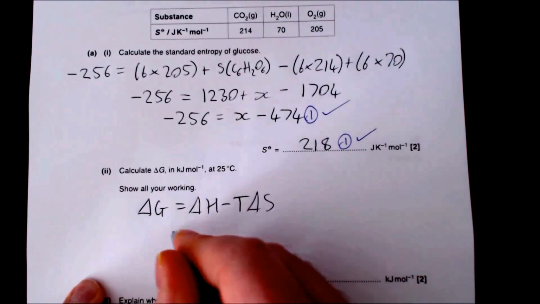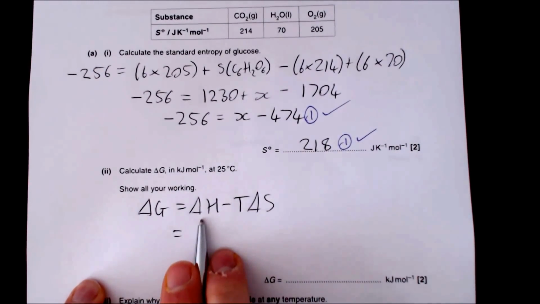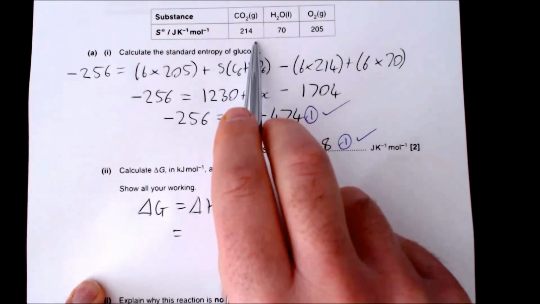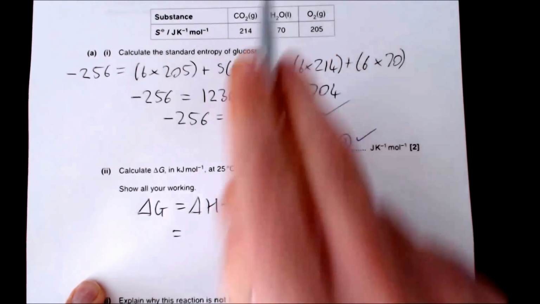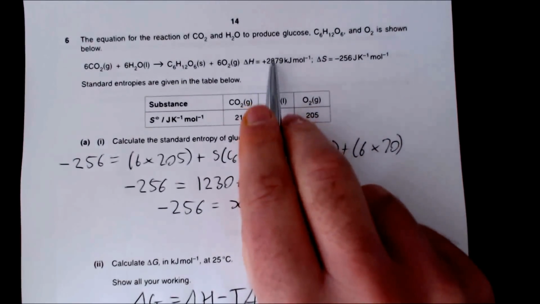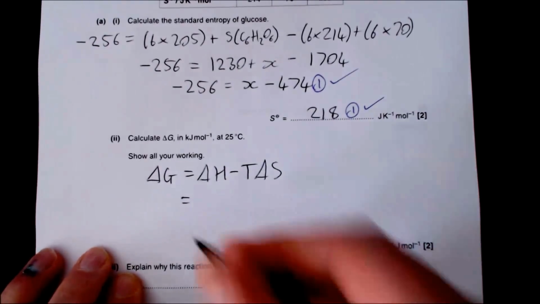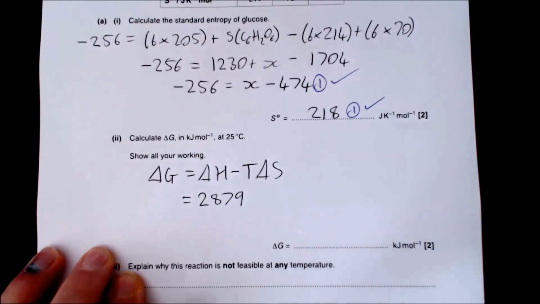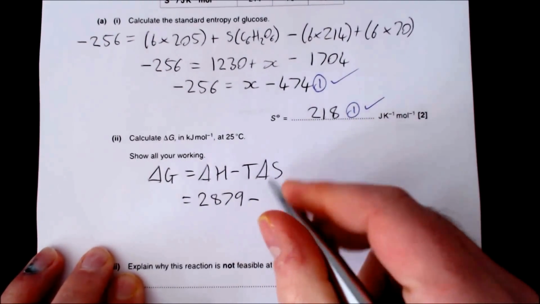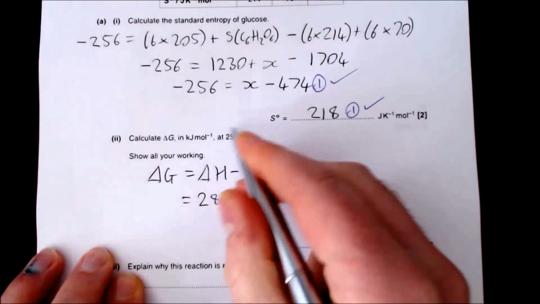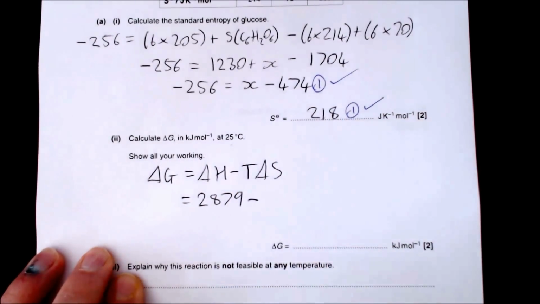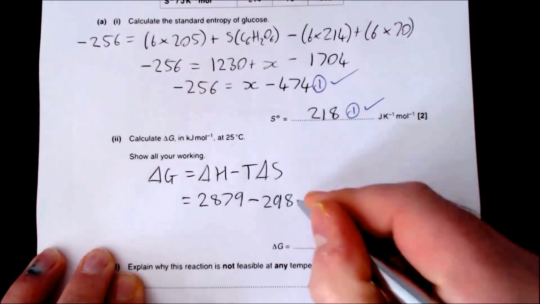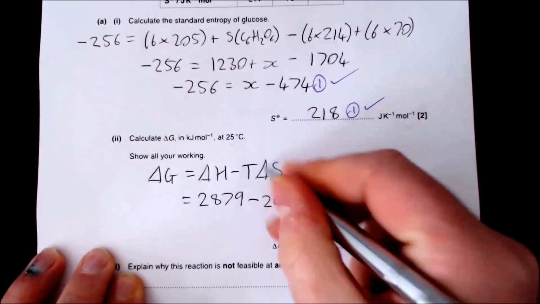So the delta G is the enthalpy, which is 2879, which is that number up there, at the top there. So that should be 2879 minus the temperature this was at, 298, because if we convert that into Kelvin, that's going to be minus 298. And then we're going to multiply that by the change in entropy.